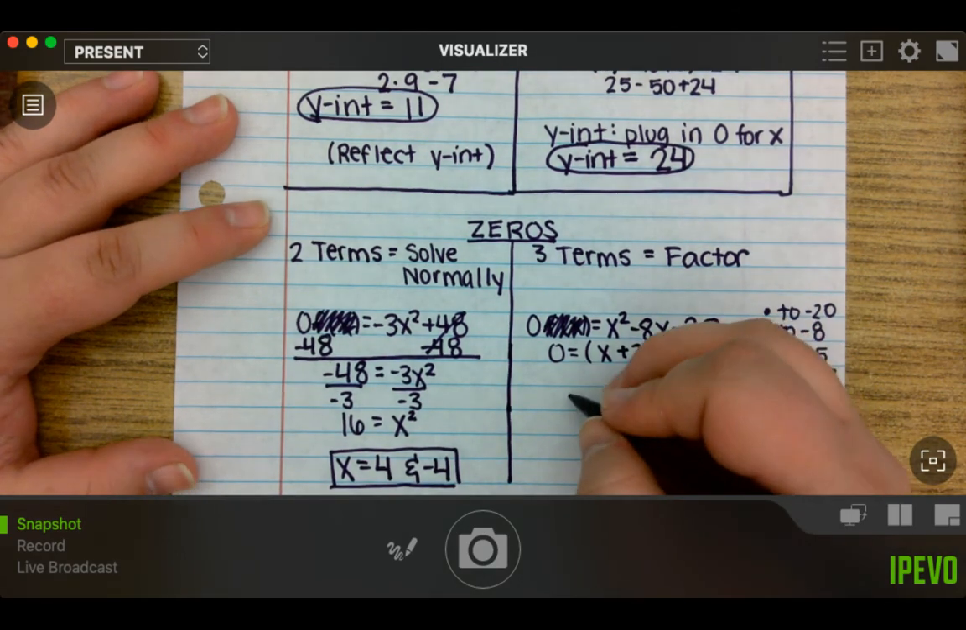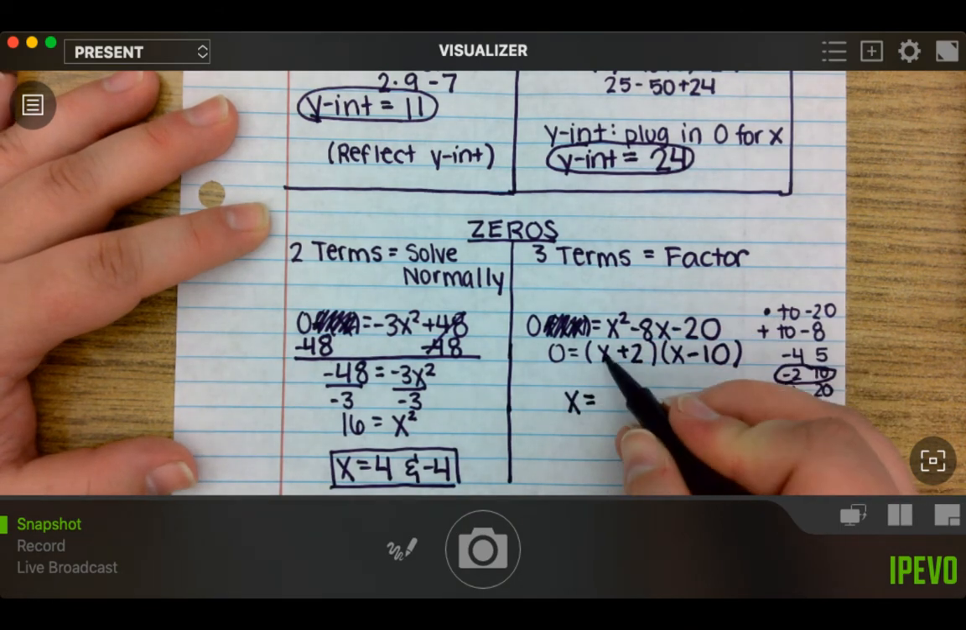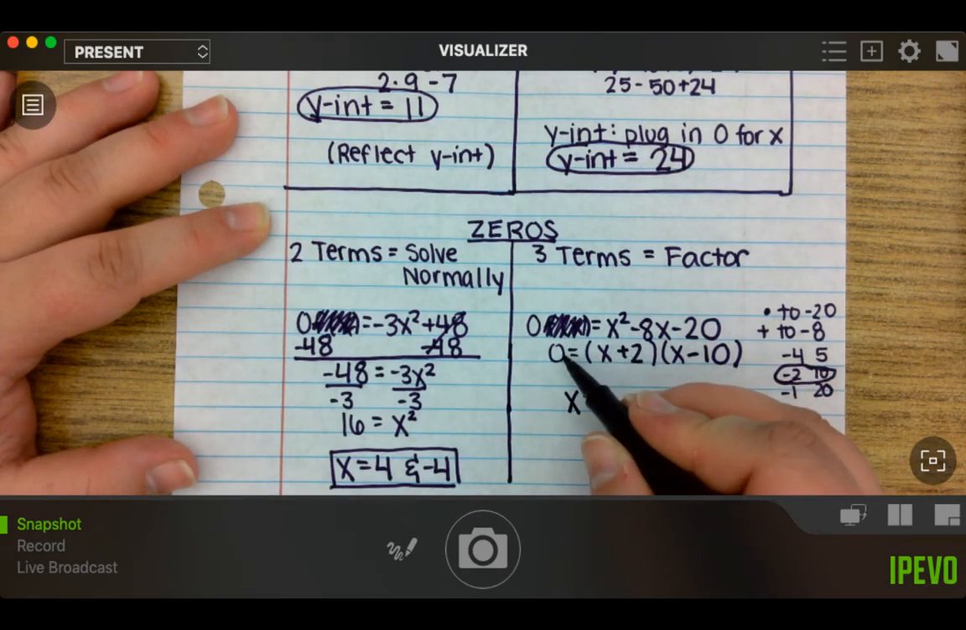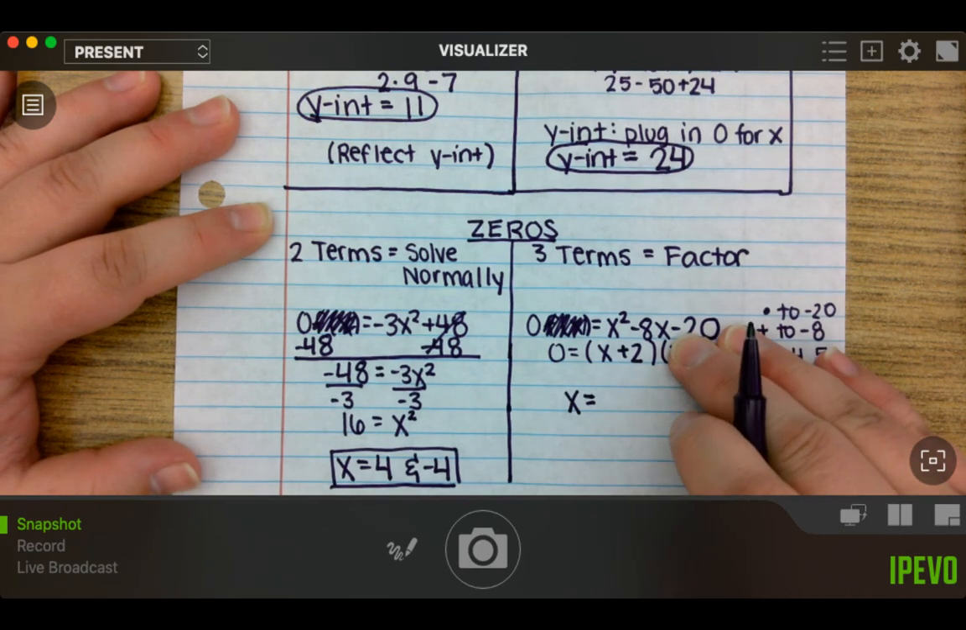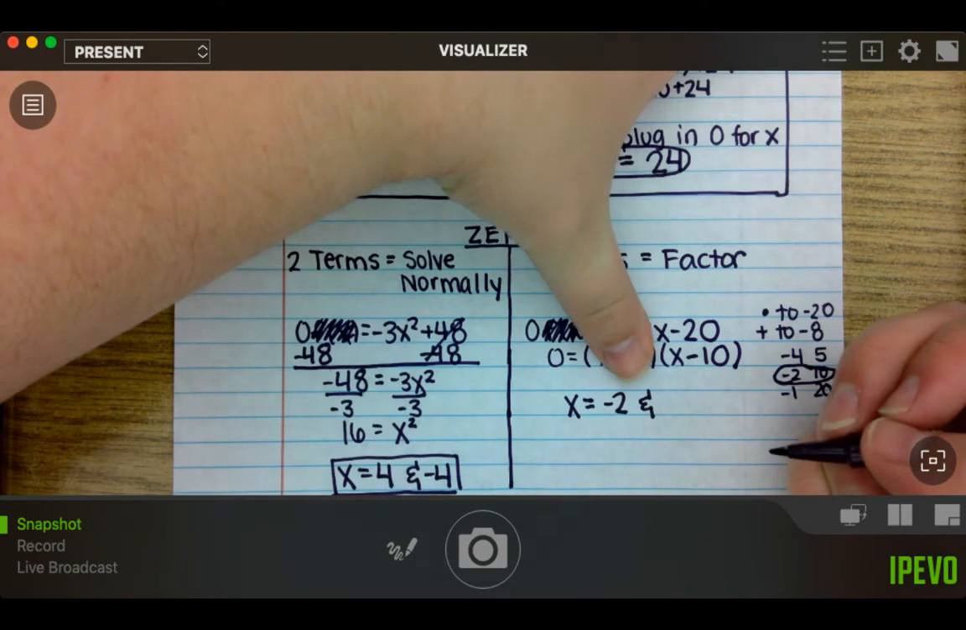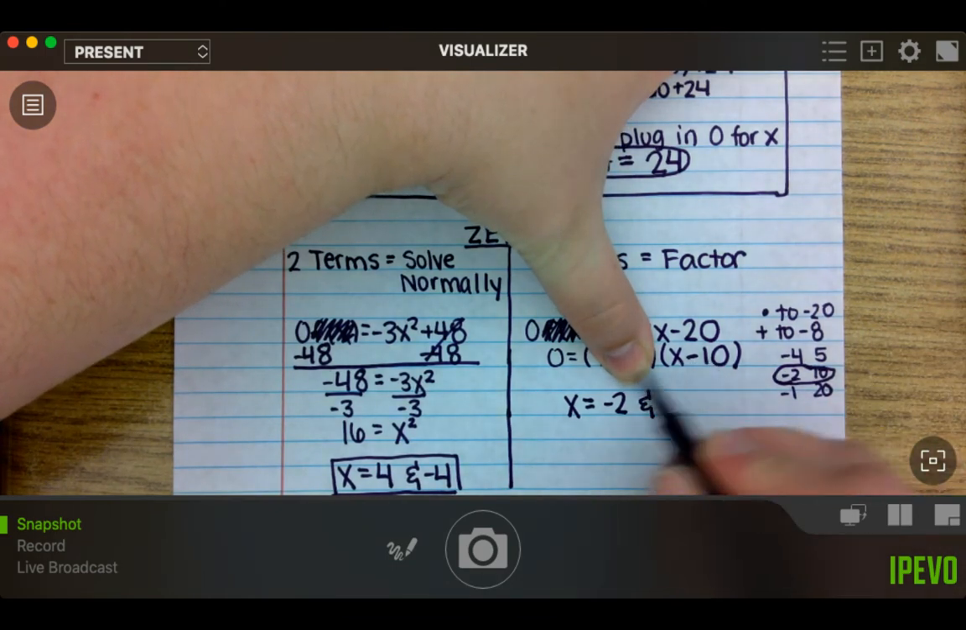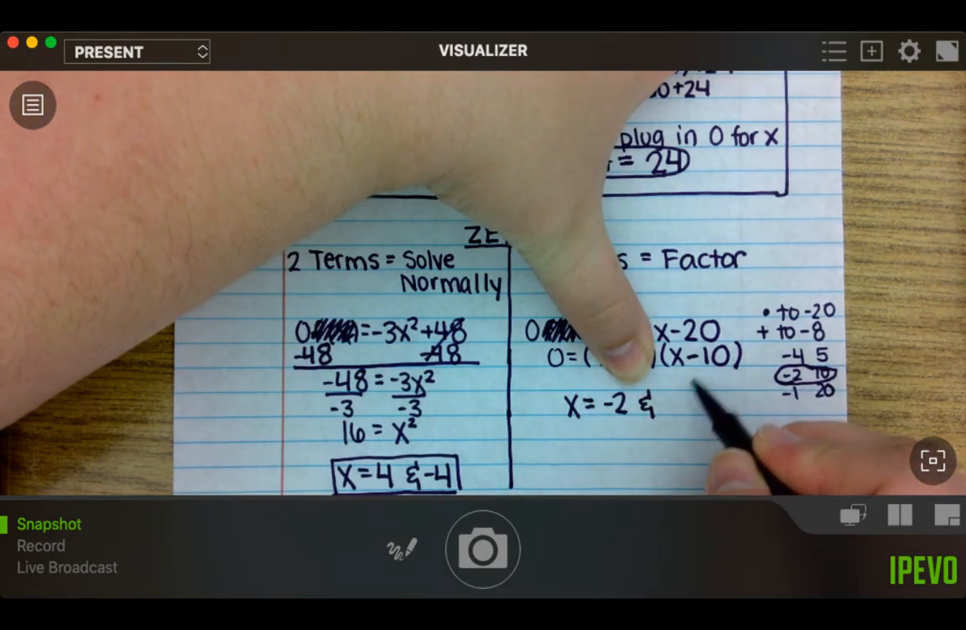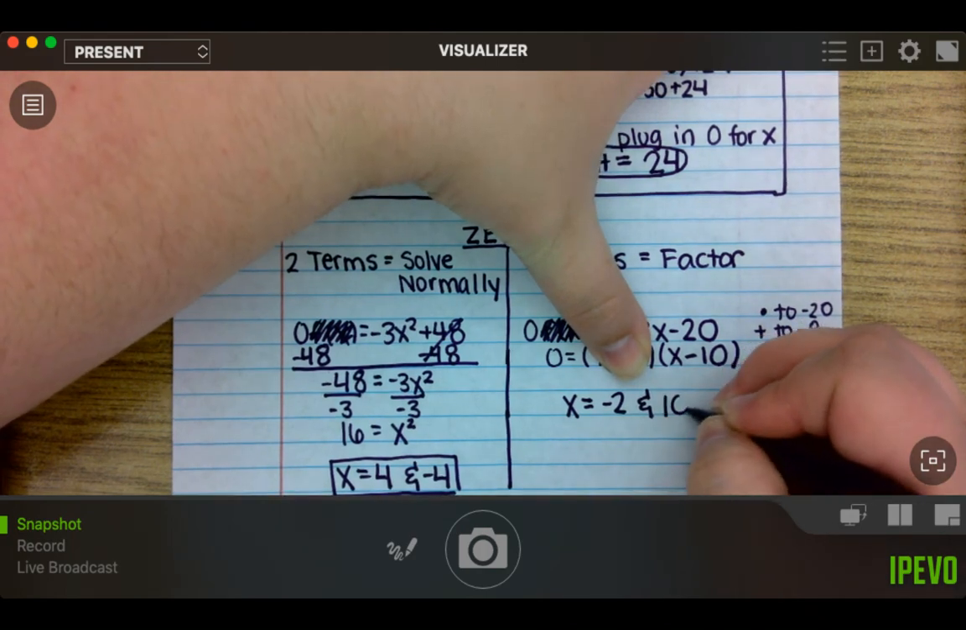And then your answers are, what number plus 2 will give you 0? So you're almost solving it like this. That would be negative 2. And then you're solving it like this. x minus 10 equals 0. We would add this 10 to the other side, so then it would be positive 10.